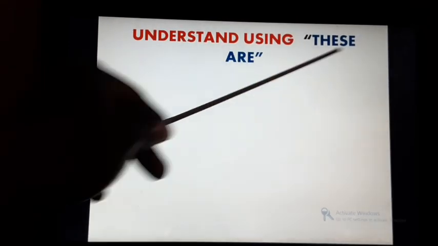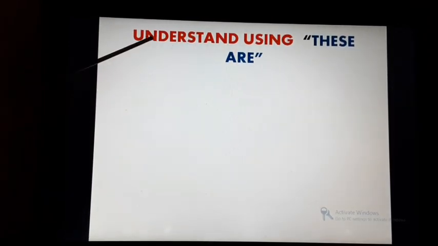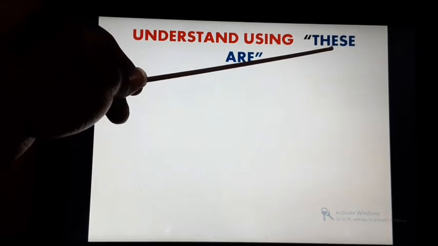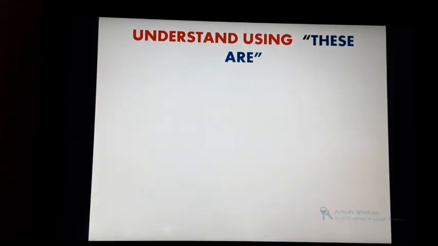Understand using these are. Okay, let's start. Today we are going to look at using these are. We are going to understand how to use these are.